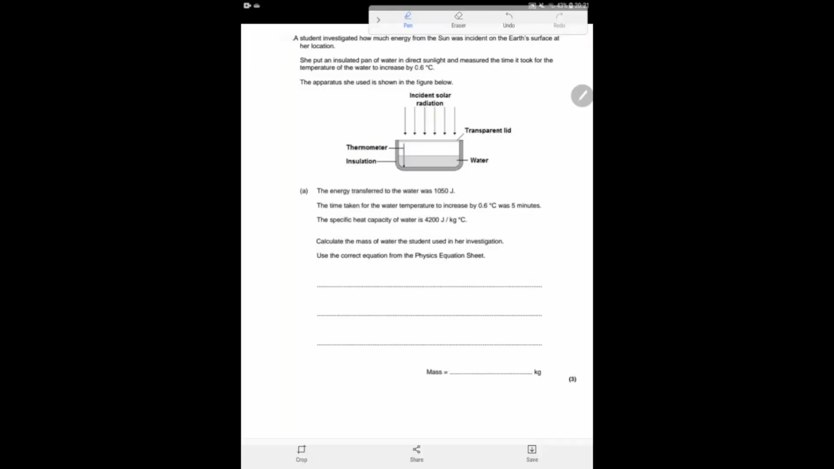Alright, hello guys. So today we're going to be going over this question which involves specific heat capacity. So let's just get into it straight away.